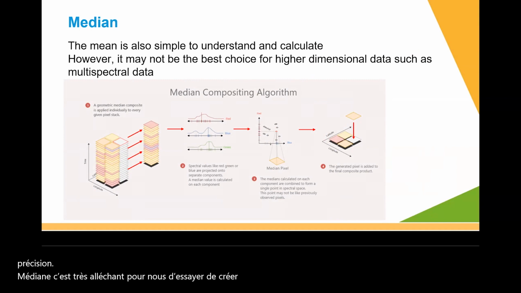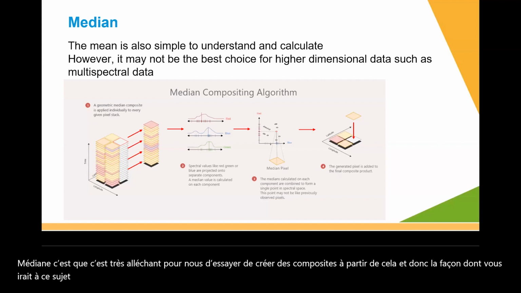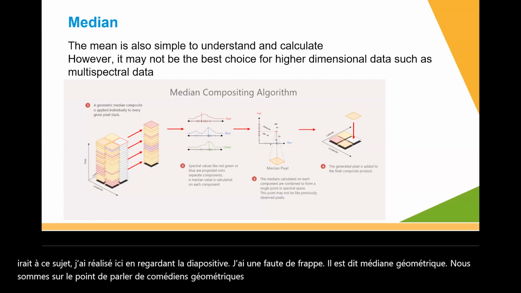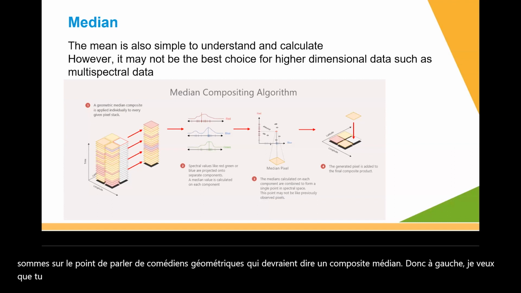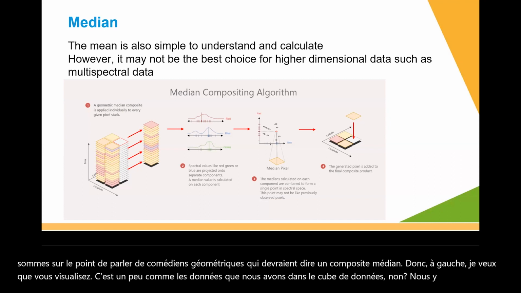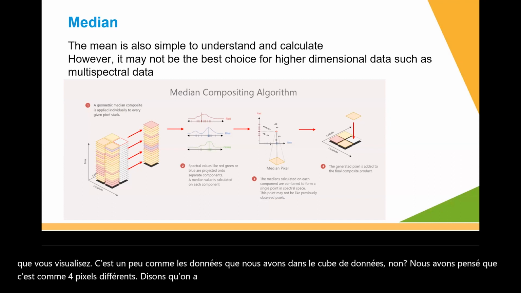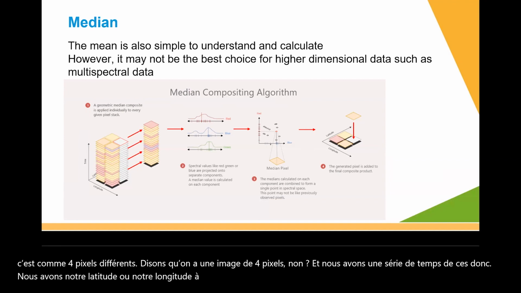And so the way you would go about this, I realize here, looking at the slide, I have a typo. It says geometric median. We're about to talk about geometric medians. That should say a median composite. So on the left here, I want you to visualize, this is kind of like the data we have in the data cube, right? Think of that as like 4 different pixels. So let's say we have a 4-pixel image, and we have a time series of these. So we have our latitude, our longitude, and our time, right? And we want to try to make a composite out of these images.